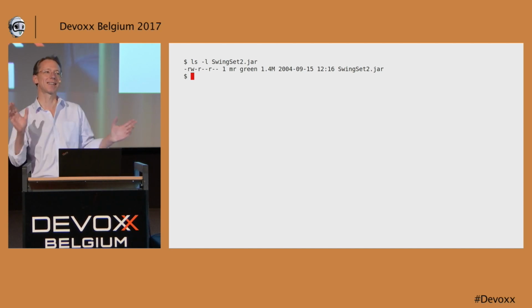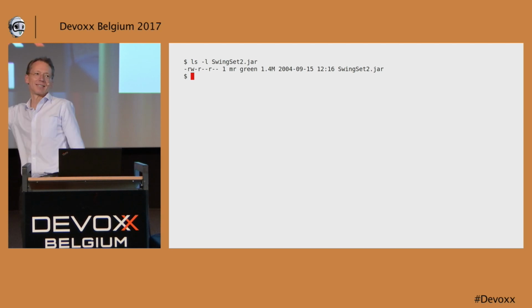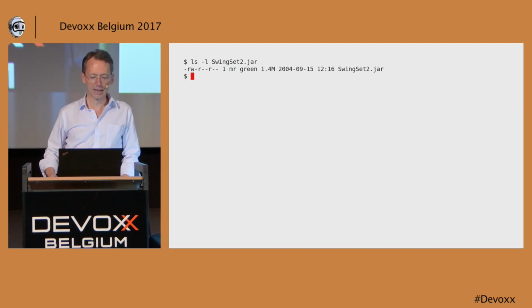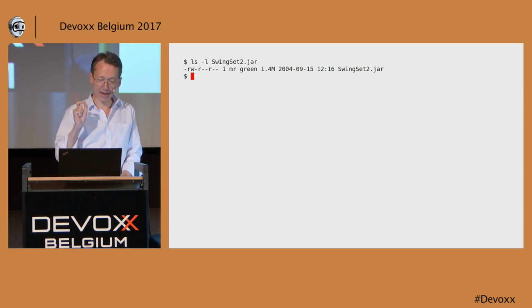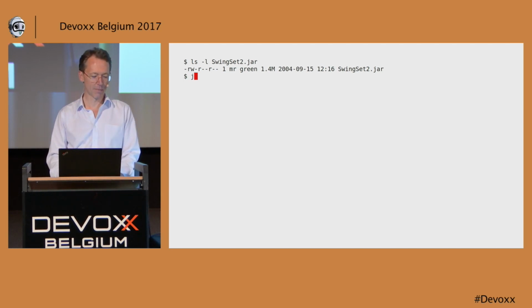swingset2.jar. Anybody remember SwingSet? Goes way back to JDK 1.2, 1998. It was the demo of the new Swing GUI toolkit. This is SwingSet 2, the jar file as found exactly in JDK 5. And I'm happy to report, actually, java -jar, I'm going to run it.